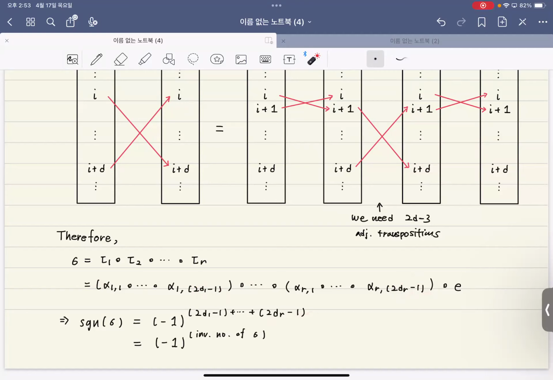But you know, whenever you apply the adjacent transpositions, then the inversion number increases or decreases precisely by 1, right? So therefore, the parity of this number must be the same as the parity of the inversion number of sigma. Okay, so the claim has been proved. Great.